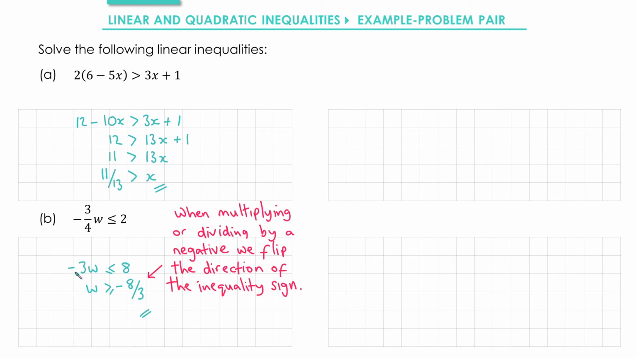An alternative way to get from here to the answer would be to add 3w to both sides. That means it would end up over here. And then subtract 8 to get the 8 over here. Then we wouldn't be changing the sign because we're not multiplying or dividing by a negative, but we'd still arrive at the same answer. Okay, here's a couple of problems for you to try for yourself then.